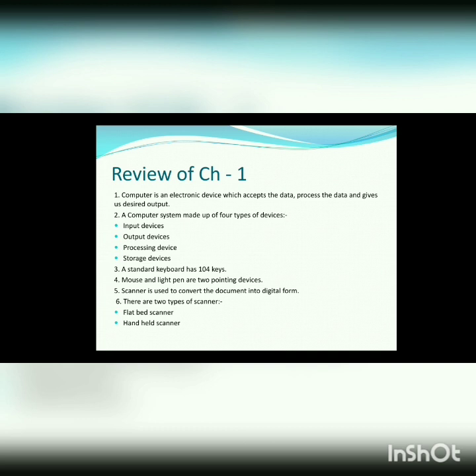When we talk about the processing device, there is only one device, that is the CPU, Central Processing Unit. It is also called the brain of computer. Now the storage devices. Storage device is used to store the data for the longer period of time, because we know that computer can store data for the longer period of time.